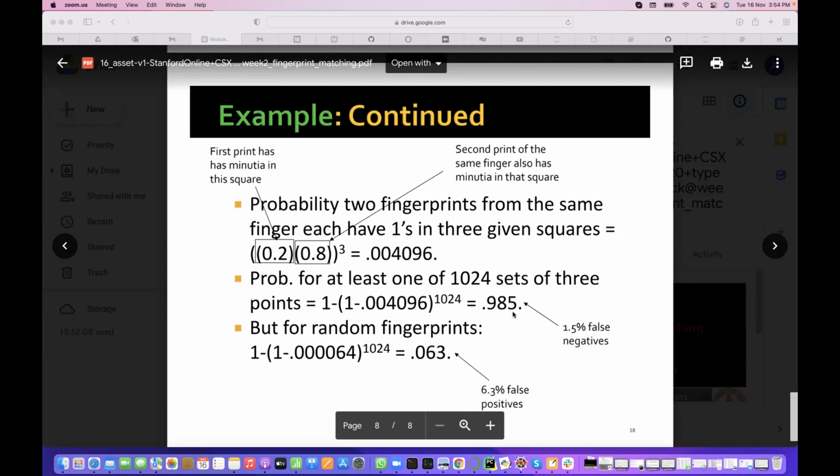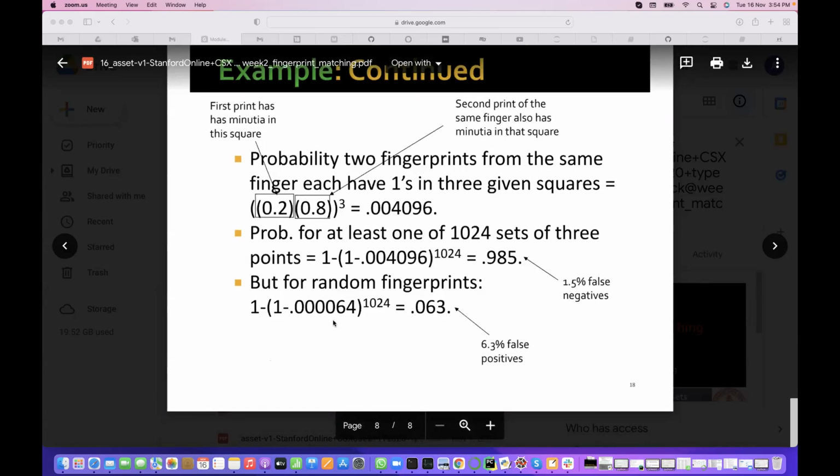Meaning for 1,000, 985 times you get the accurate result. 1.5% false negatives may happen. So the remaining, that 0.015, meaning 15 out of 1,000, you may get false negatives. But for random fingerprints, this is 1 minus, just now we computed, this 0.2 is the random thing. So 6.3% false positives you will get. So random fingerprints considered as similar is only 6.3%. And you may miss 1.5%.